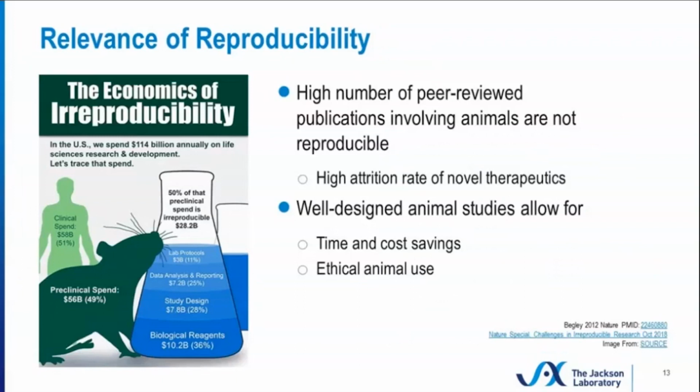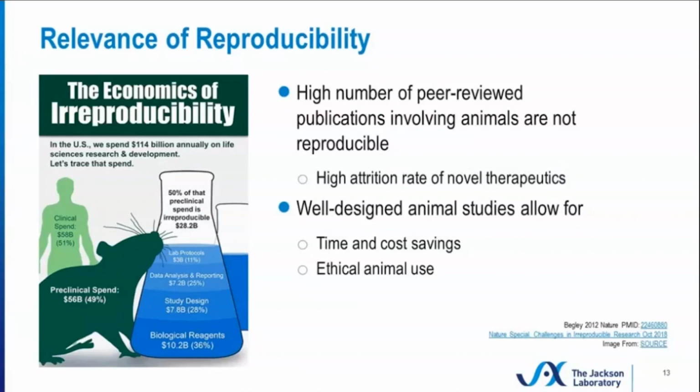Now, why is it so relevant? So in the US, we spend around $114 billion annually on life sciences. Out of that 114, around $56 billion or so is spent on preclinical research. Unfortunately, about 50% of that is irreproducible. A high number of peer-reviewed publications involving animals are known to be not reproducible.